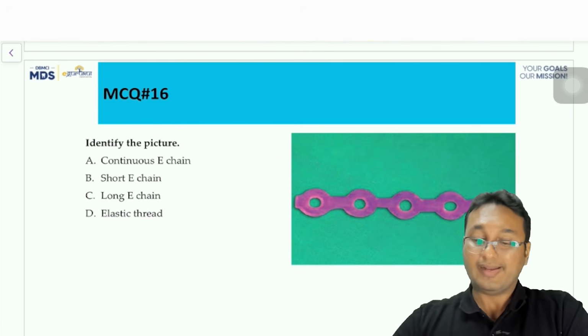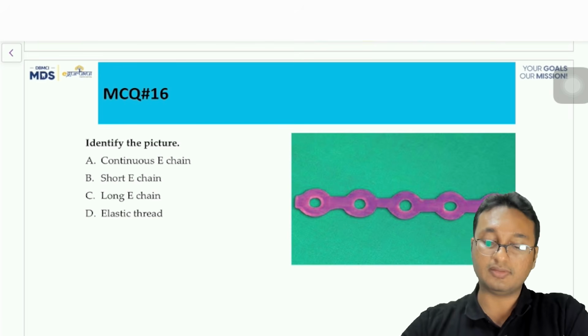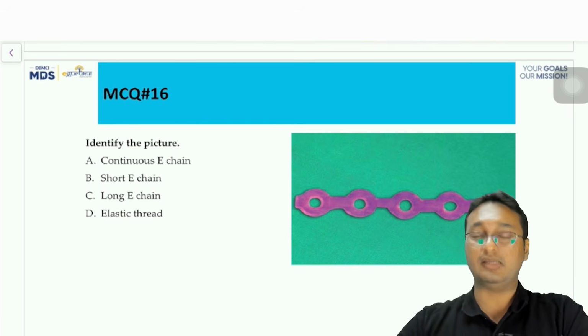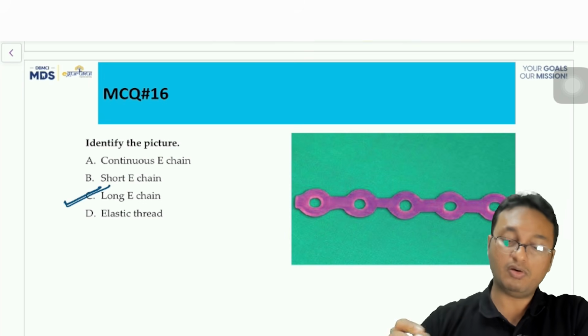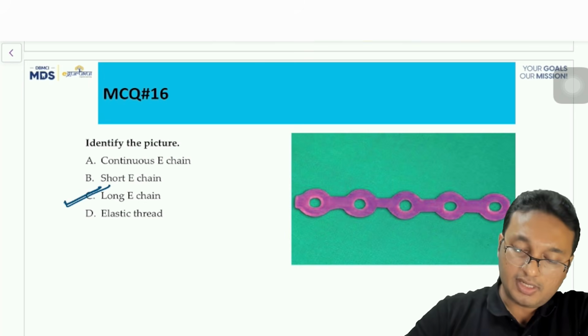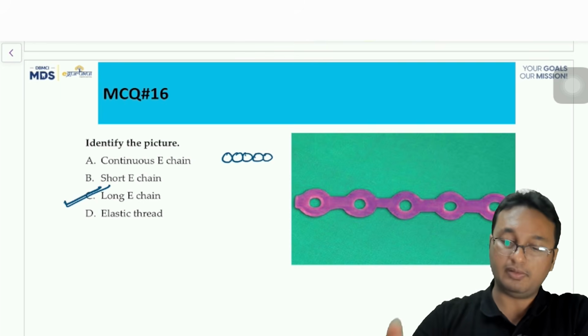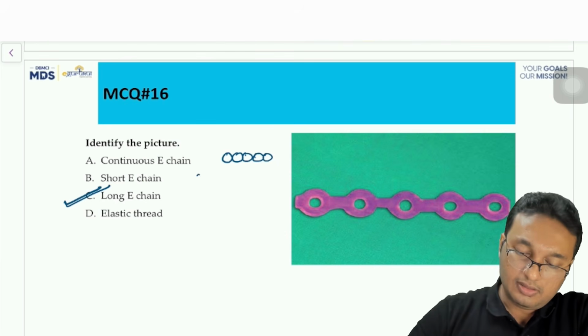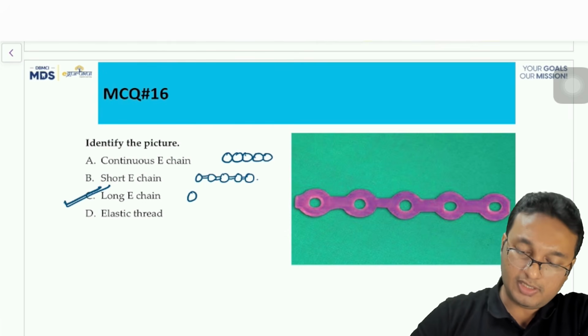Next, identify the picture. Is it a continuous E-chain? Is it a short E-chain? Is it a long E-chain? Or is it an elastic thread? Without any doubt, you should be able to answer it's a long E-chain. Now, a continuous E-chain is just like this, there is no intervening thread in between. A short E-chain is like this, with very, very small threads in between. A long E-chain is the one shown in the image.